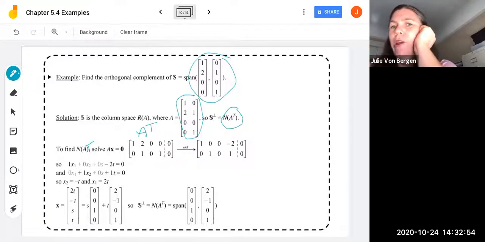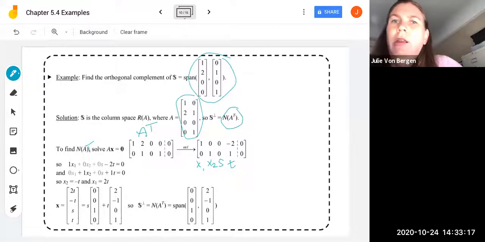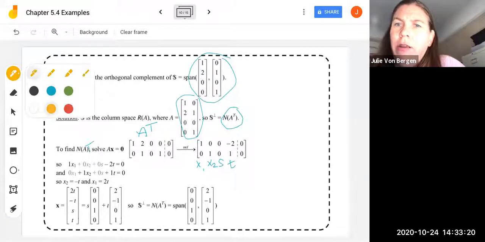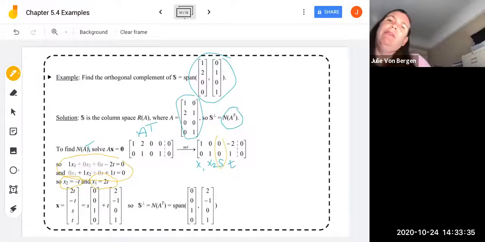So from that first equation, we've got 1x1. We've got nothing for x2, nothing for s. So this is going to be the column with x1. This is going to be the column with x2. This will be the column with s. And our first column will be the column in terms of t. And then we've got negative 2t equals 0 up in the first row. And then in the second row, we've got 0x1 plus 0s, because we got zeros here in the s column, plus 1t equals 0. So we're able to solve that to say, okay, x2 is going to be negative t based on the second equation, and x1 is 2t based on the first equation.